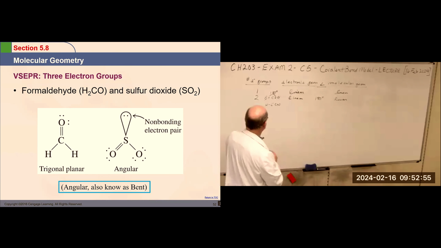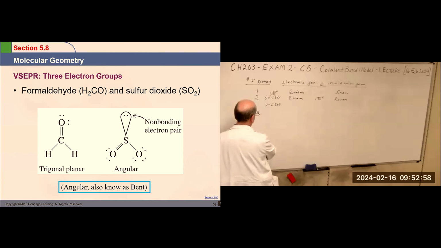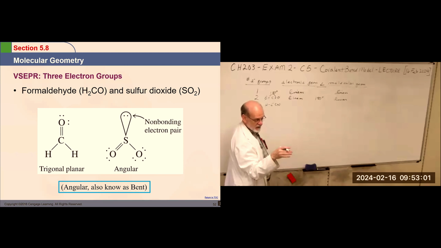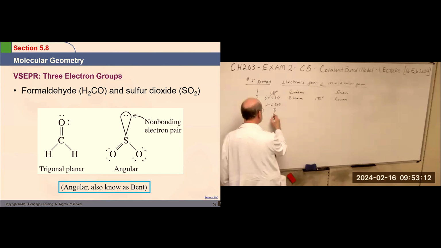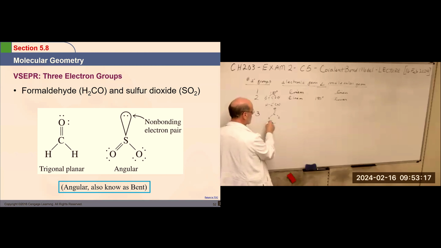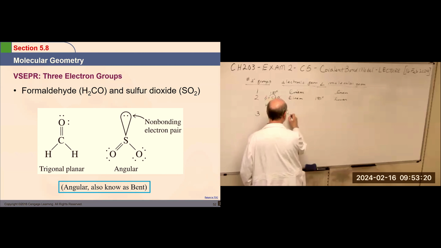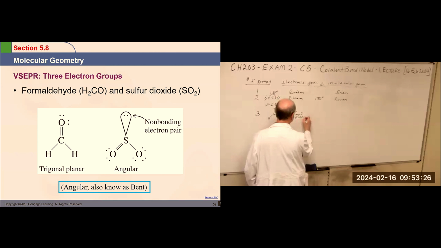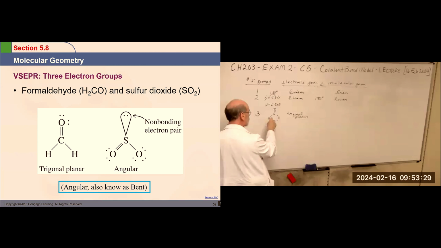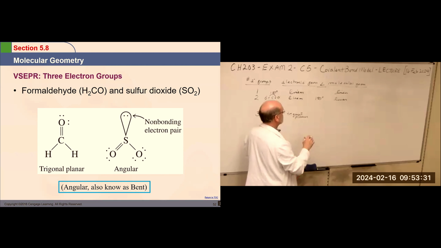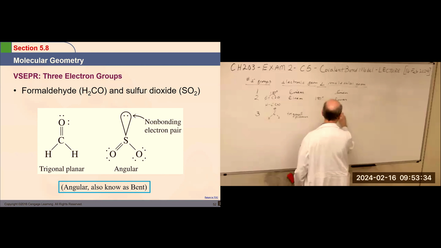If we have three electronic groups, and the example here is, let's see, what is that? Oh, formaldehyde. We have an oxygen here and two hydrogens there. We have 1, 2, 3 groups. And this is trigonal planar electronic geometry. And if you have 3 atoms in there and no lone pairs, then the molecular geometry is also trigonal planar.